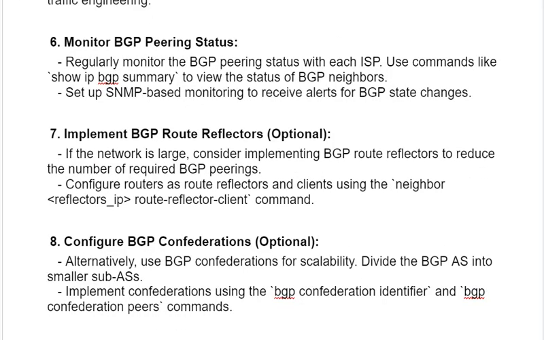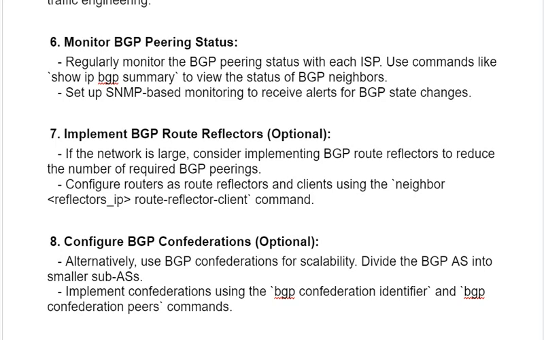Seventh solution: implement BGP route reflectors, optional. If the network is large, consider implementing BGP route reflectors to reduce the number of required BGP peerings. Configure routers as route reflectors and clients using the neighbor IP route-reflector-client command.